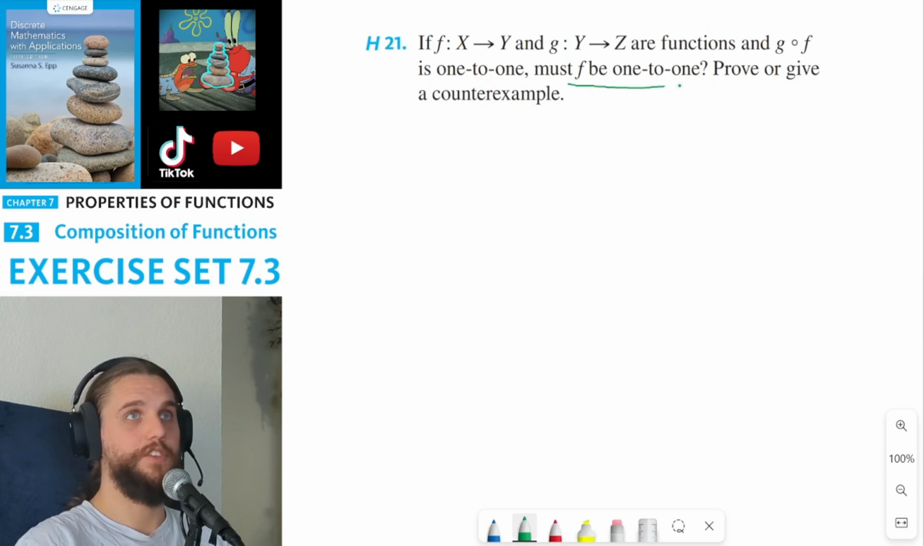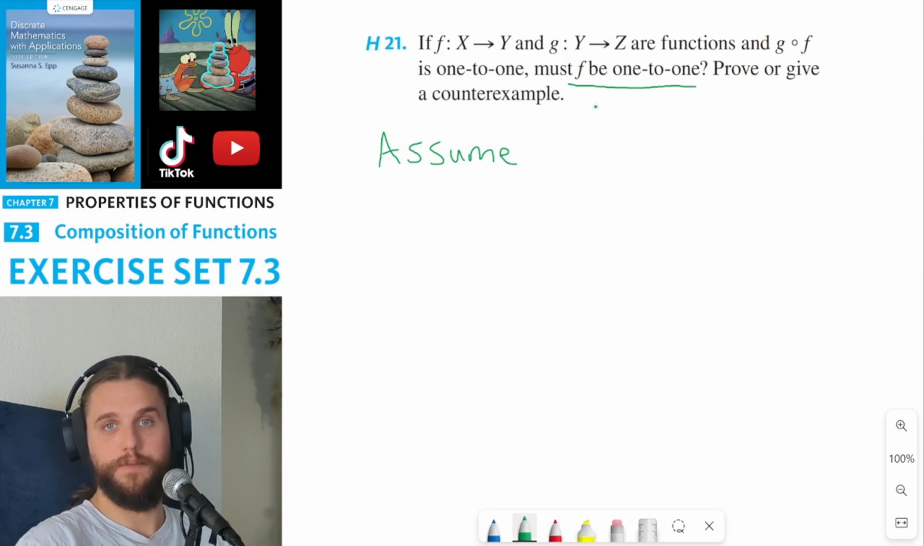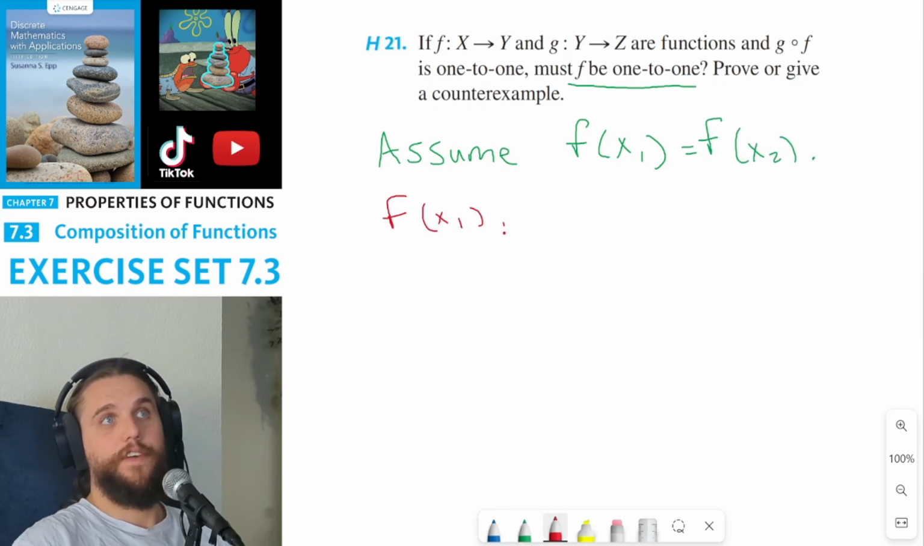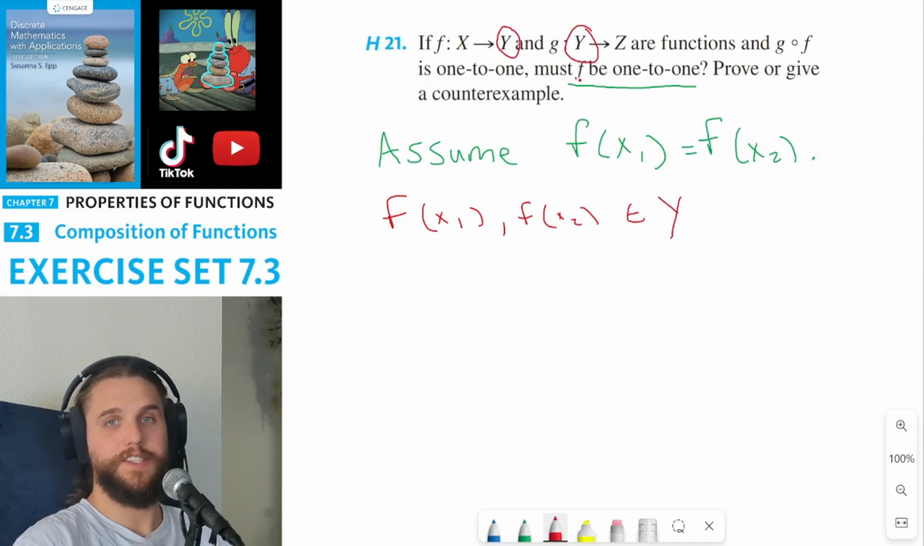To prove that f is 1 to 1, what I like to do is proof by contrapositive, or sometimes some people refer to this as a proof by contradiction. We're going to assume that f of x1 equals f of x2. Now, these are both outputs, f of x1 and f of x2. They're outputs of the function f, which are elements of the codomain of f, so that's y. And since that set is the same as the domain of g, that means we can plug these elements into the function g since they're elements of the domain of g.